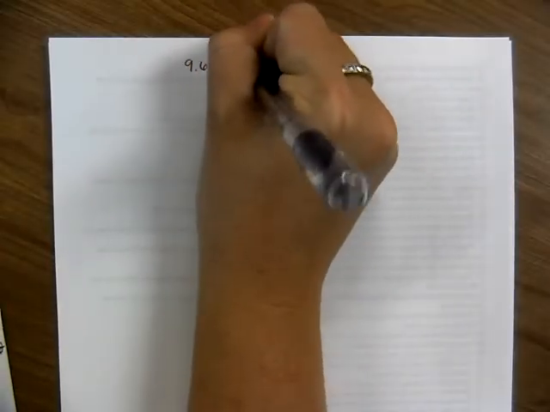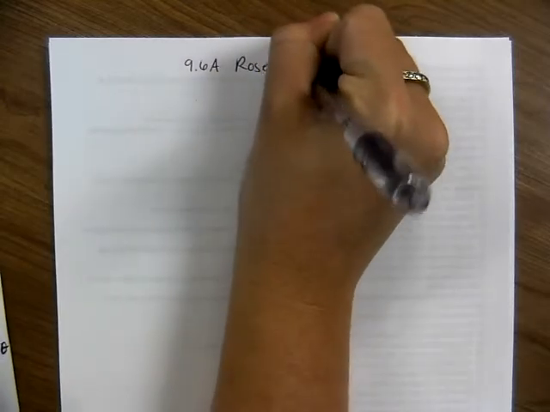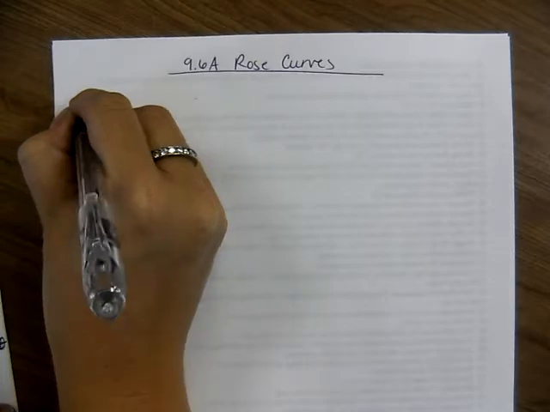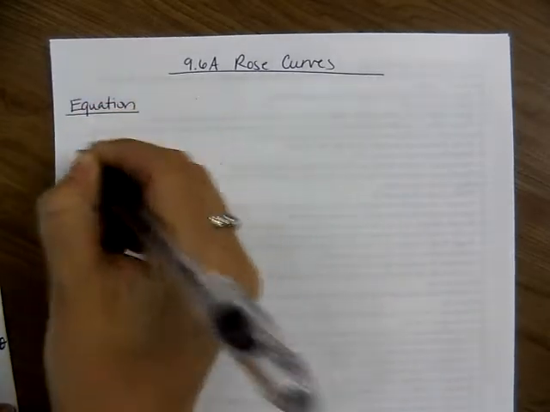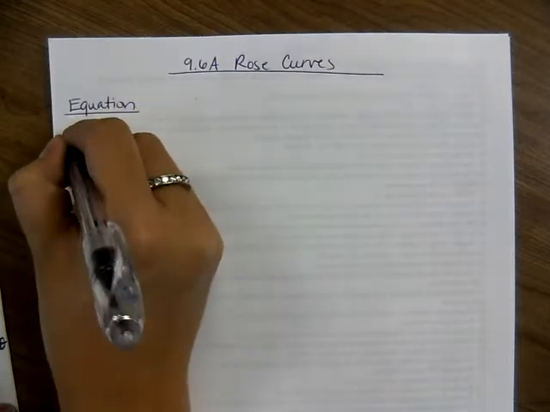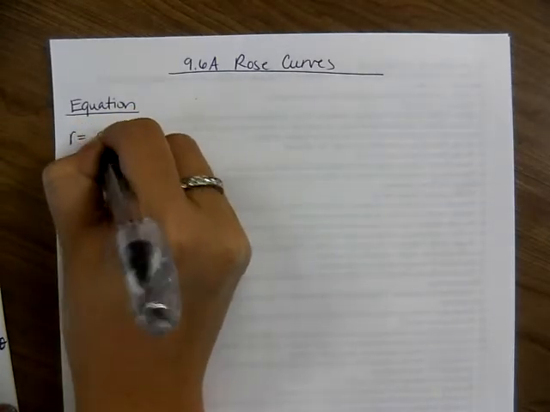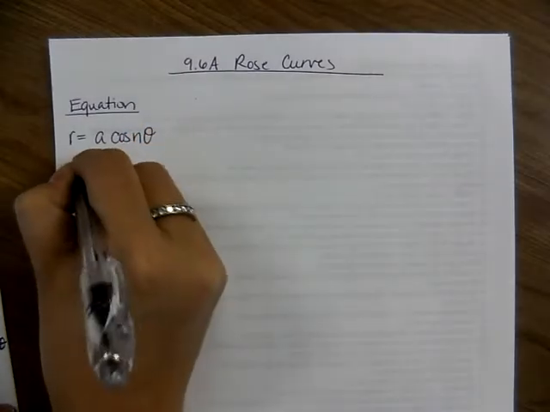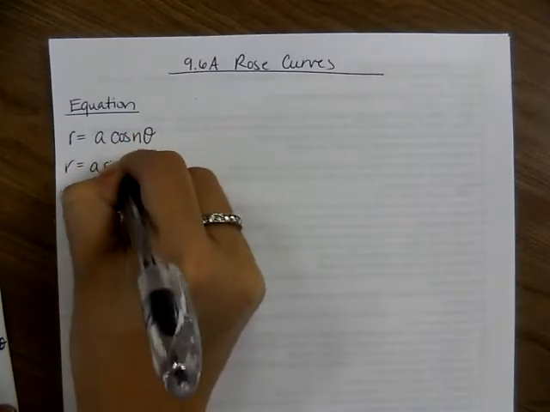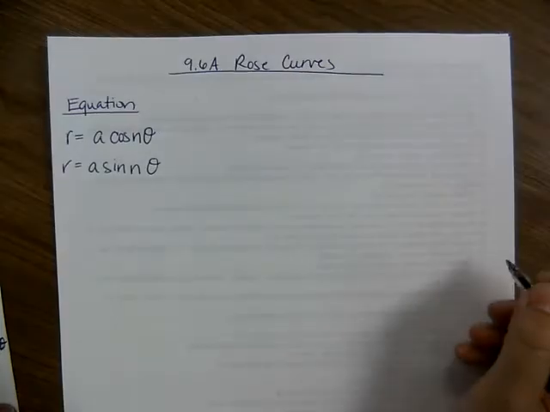Alright, so today we're going to do 9.6a, rose curves. A rose curve equation looks like one of two options: either r equals a times the cosine of n theta, or r equals a sine of n theta.